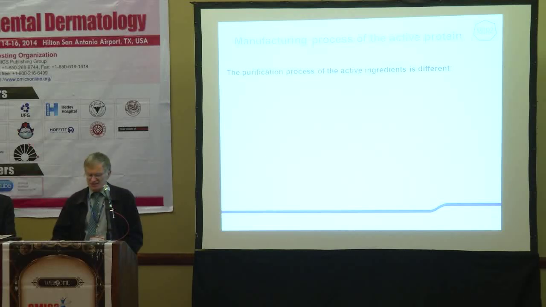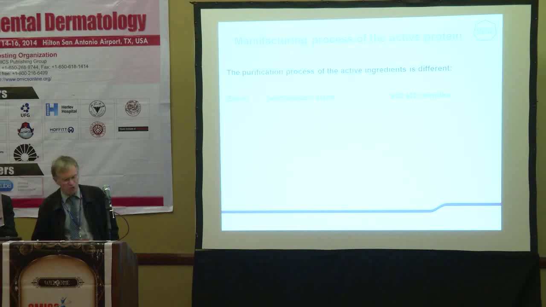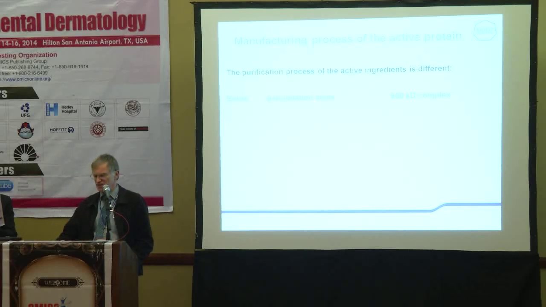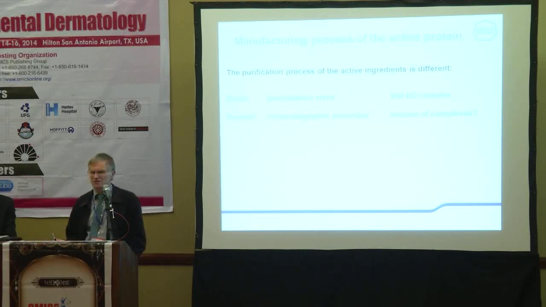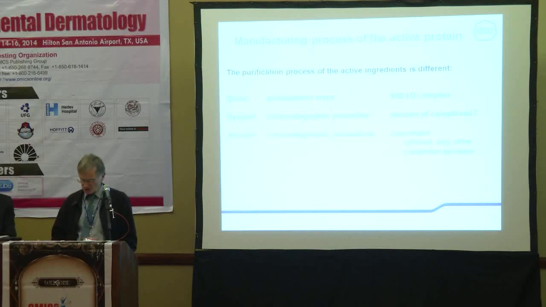So what are the differences between the products? Let's have a look at the manufacturing process of the active protein, the neurotoxin. The production procedures are different. For Botox, a special series of precipitation steps is used to end up with the so-called 900 kD complex. Dysport is manufactured by chromatographic procedures, ending in a mixture of complexes. The size is not published by the manufacturer. What about Xeomin? Xeomin is also produced with a series of chromatographic steps, which end up with a pure neurotoxin without any other Clostridial proteins.